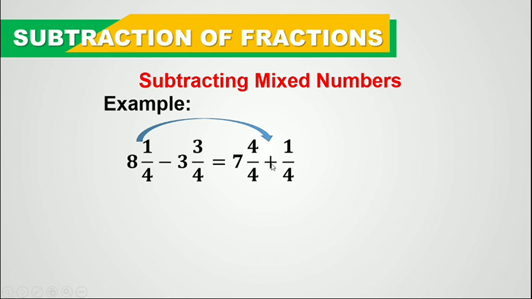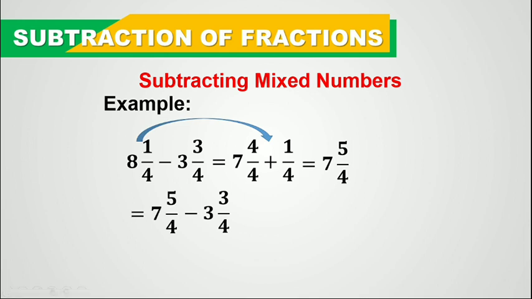Because if we're gonna simplify this, so this becomes 7, and 4 plus 1, that's 5, and then copy the common denominator 4. So 5 over 4 is now greater than 3 over 4. So we can now carry out the subtraction nga operation, right? So let's subtract 7 and 5 over 4 minus 3 and 3 over 4, or 3/4.